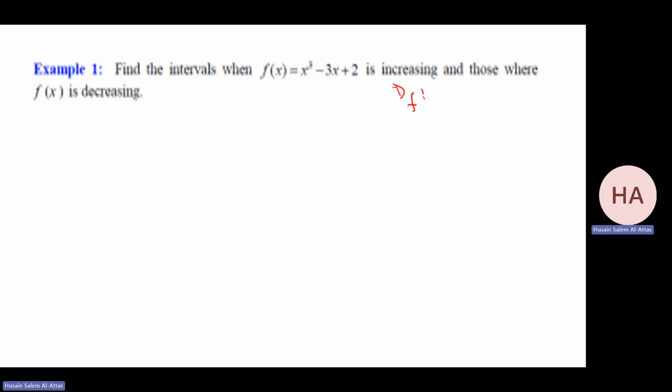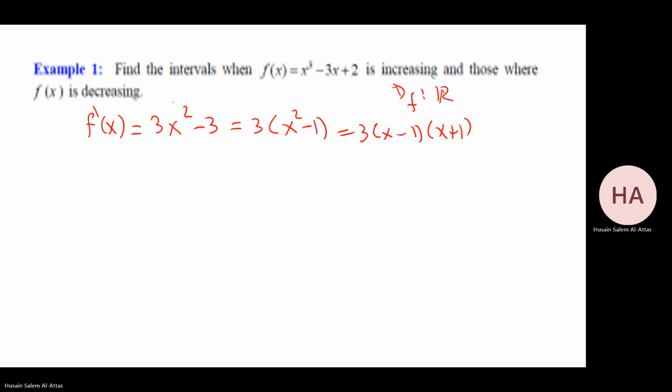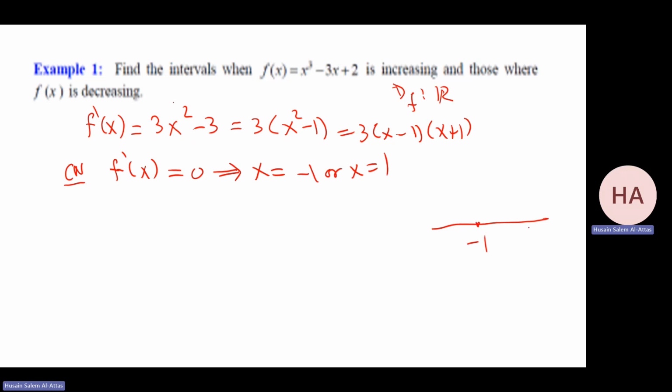Same thing, the domain of f is all real numbers, just to be sure that we get it. You know, it's easy ones. F prime will be 3x squared minus 3. So that will be 3 times x squared minus 1, 3 times x minus 1 times x plus 1. Okay. Critical numbers. F prime equals 0. That means x equal minus 1 or x equal 1. So I have minus 1. I have 1.